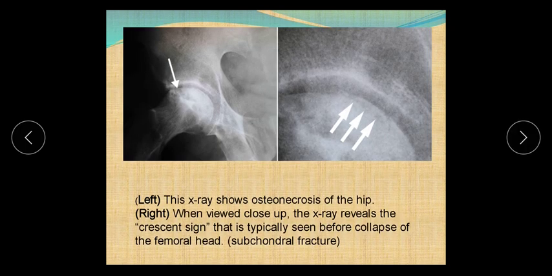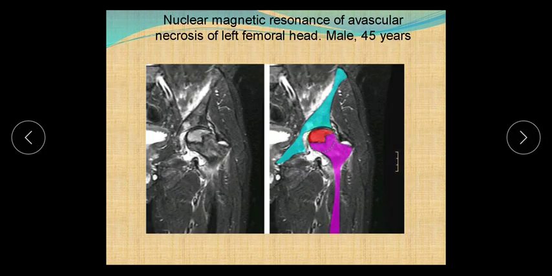Here on the left image you can see the AVN. On the right side you can see the crescent sign. Crescent sign is nothing but presence of subchondral fracture. Here you have to make out the fracture, black thing, black line. This is the crescent sign. This is typically seen before collapse of the femoral head. This is the MRI picture showing the AVN area. This is also the AVN area.